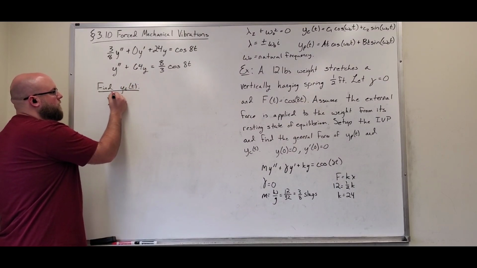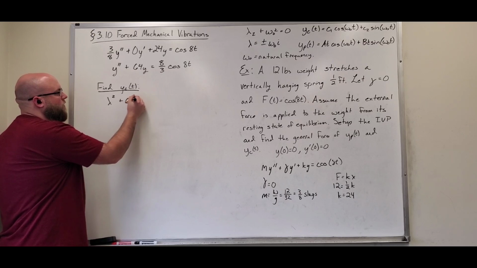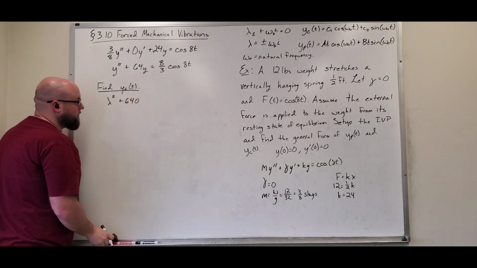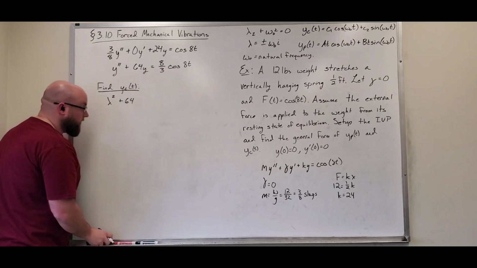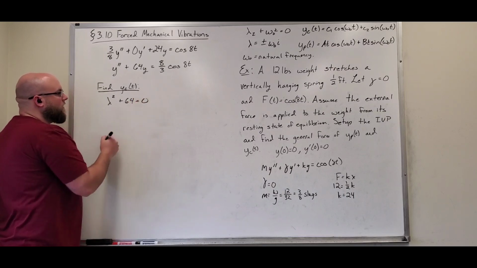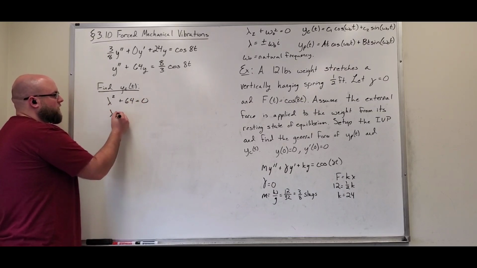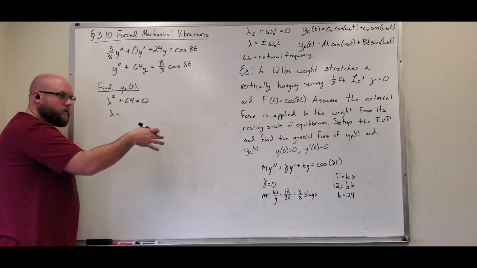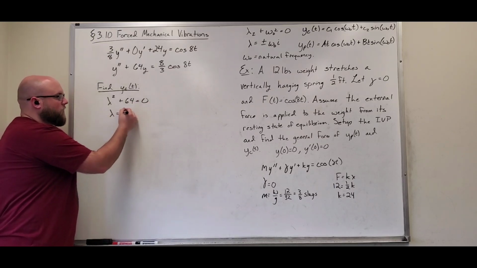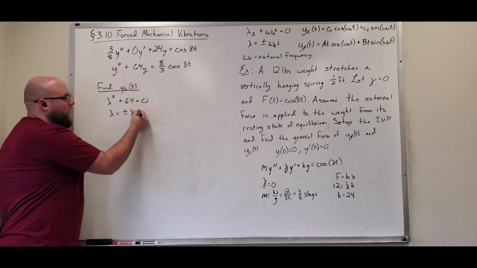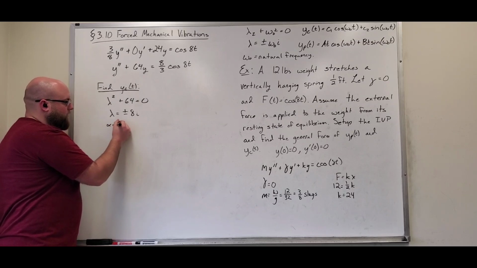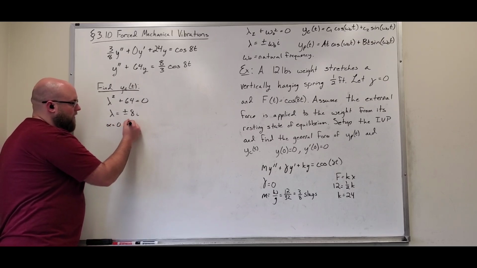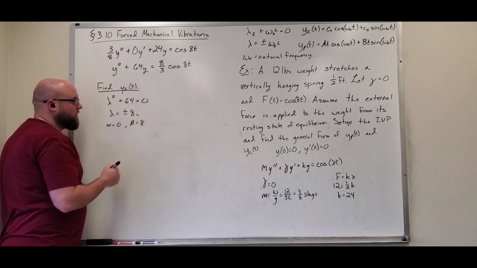Okay, so we get lambda squared plus 64 is equal to 0. Got a little ahead of myself on that one. All right, and then we solve this. So we're going to get lambda is equal to, well, negative 64, and then we're going to take the square root. So we're going to get plus or minus 8i. So that means alpha is equal to 0, and beta is equal to 8.